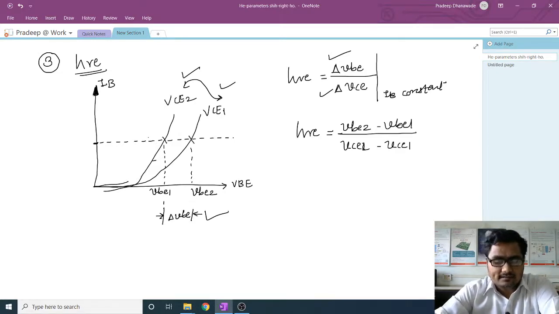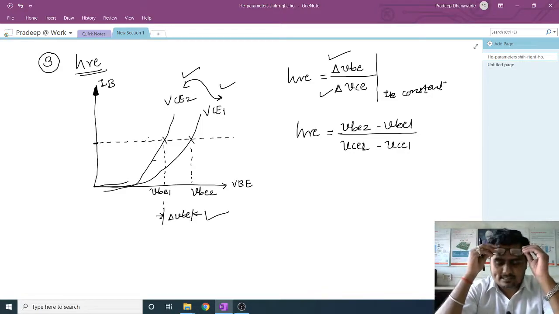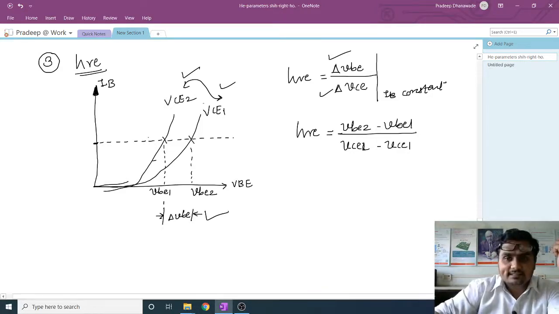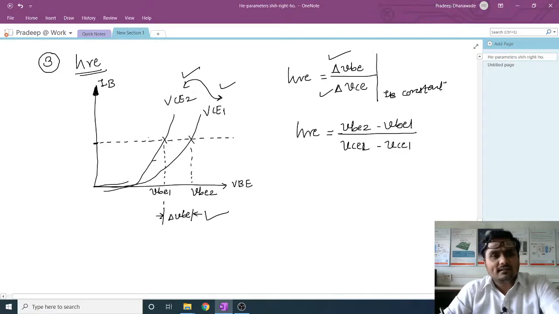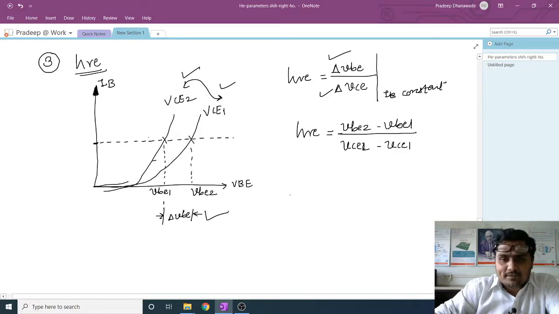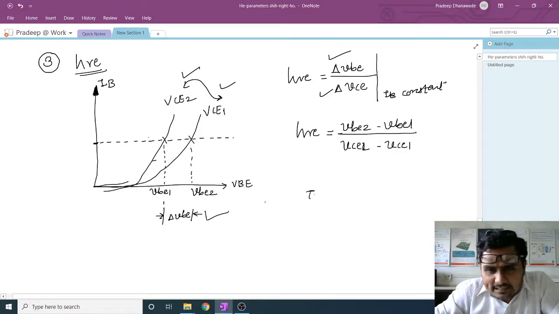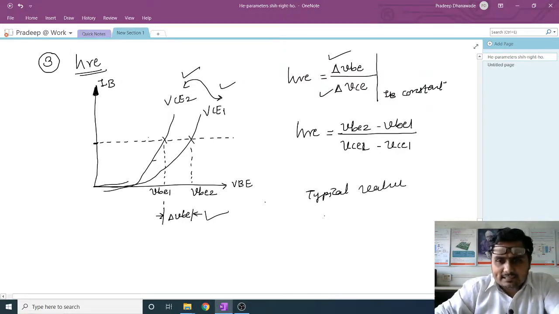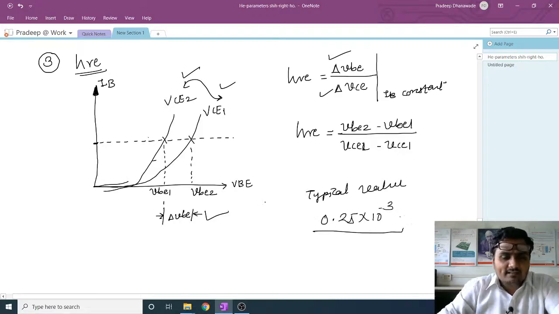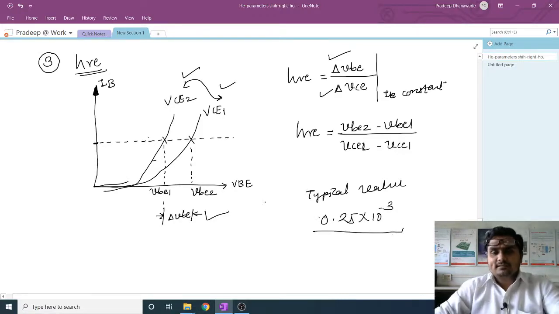Right? Now as we know the typical values for HFE and HIE, the typical value for HRE is also specified. Now what is that HRE? It is reverse voltage gain. So if it is a reverse voltage gain, should it have any unit? Obviously not, because it's a gain. So let me write it here. The typical value is 0.25 multiplied by 10 raised to minus 3, and there should not be any unit. So this is the typical value.